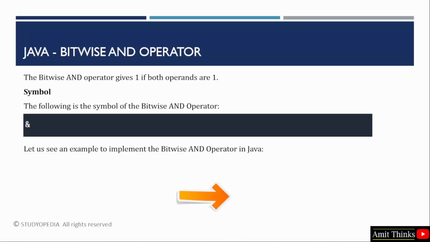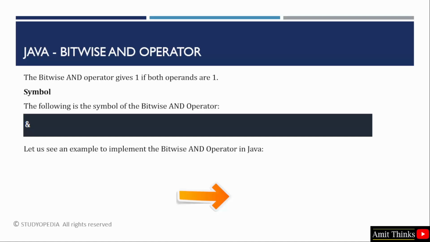Now we have the bitwise AND operator, which gives 1 if both operands are 1. We also worked on the AND operator in the operator lesson. That also worked in a similar way, but that wasn't a bitwise operator, though the concept was the same. If both the values are true, the output will return true. Similarly here, it gives 1 if both operands are 1. The following is the symbol of the bitwise AND operator. The previous AND operator we saw had the symbol double AND. Here we have to use a single AND.